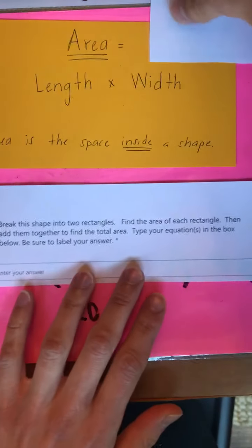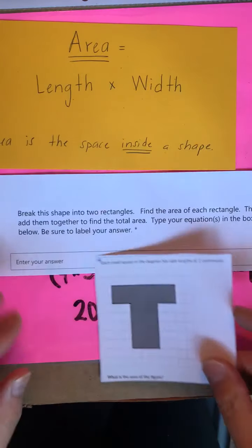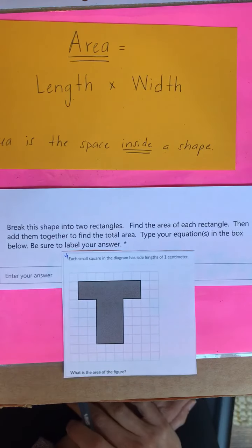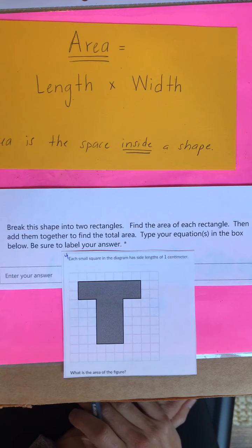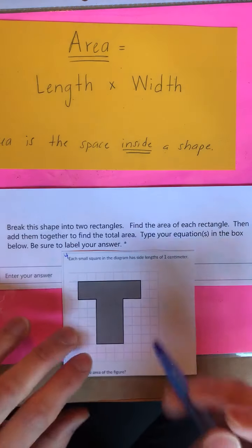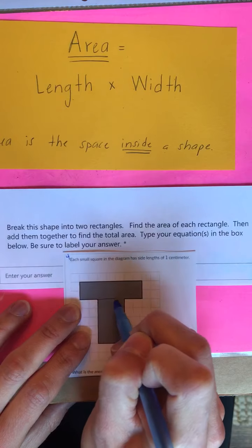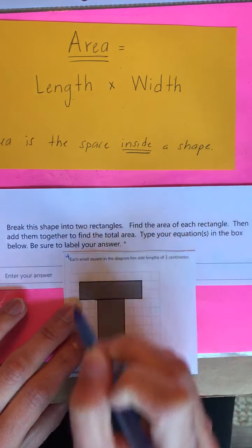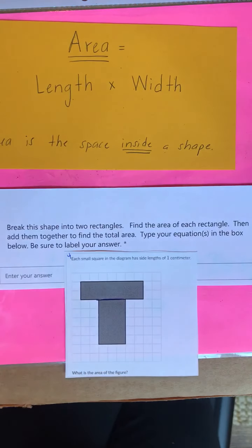Okay, friends, great job. Here is number 4. It says, break this shape into 2 rectangles. Find the area of each rectangle. I'm going to draw a line to help myself break this whole irregular shape into 2 parts. Can you see my 2 parts?